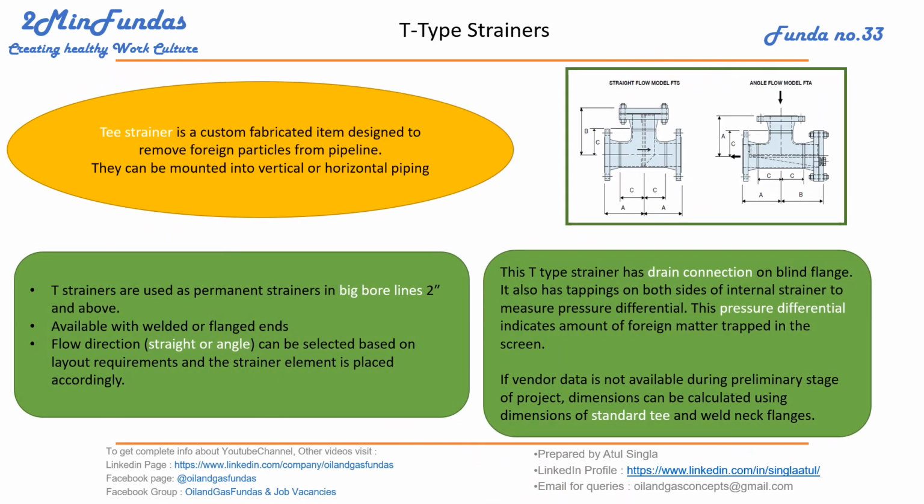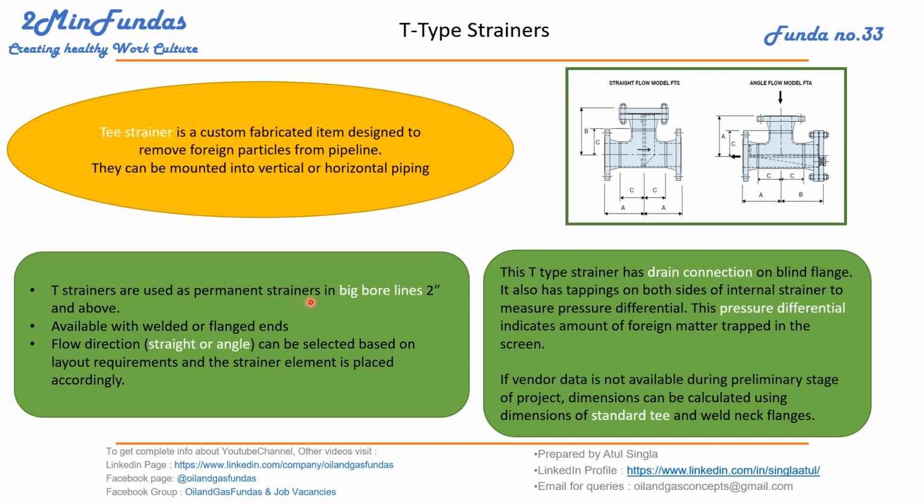T-type strainers. These are custom fabricated items designed to remove foreign particles from the pipeline. Okay, if you see, this can be mounted in vertical or horizontal piping. So we are getting complete flexibility here in the piping system.